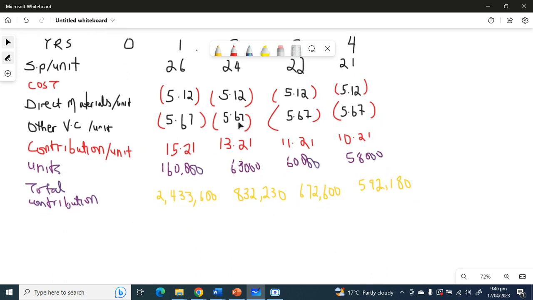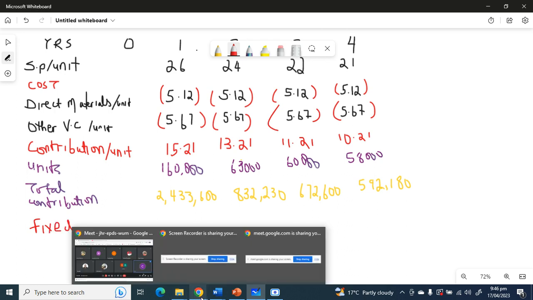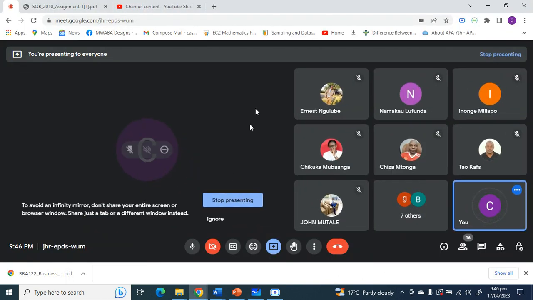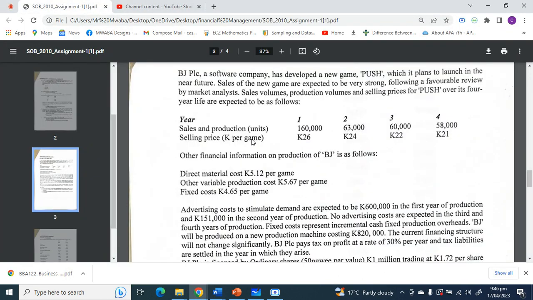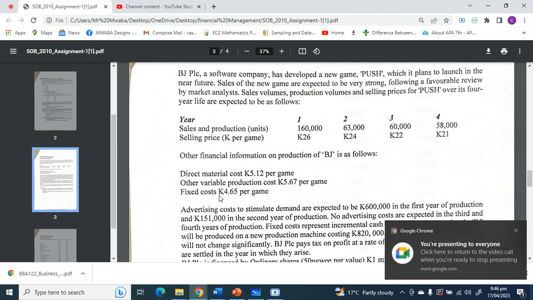All right. So the next segment is our fixed costs. Now, we're getting the total fixed costs. We're not getting the per unit fixed costs. So here, fixed cost is 4.65 per game.